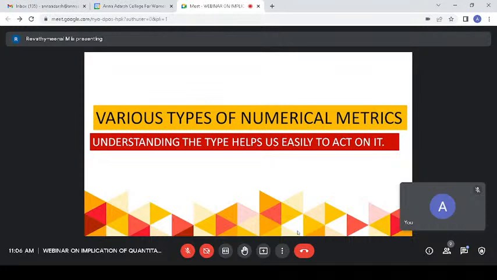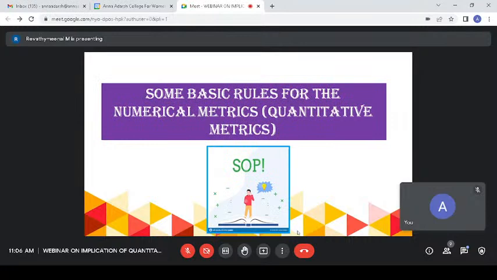When we talk of SOPs, there are some things. Number one, there are some rules that the SOP has. Please go to the next slide. Yeah, next slide, please.